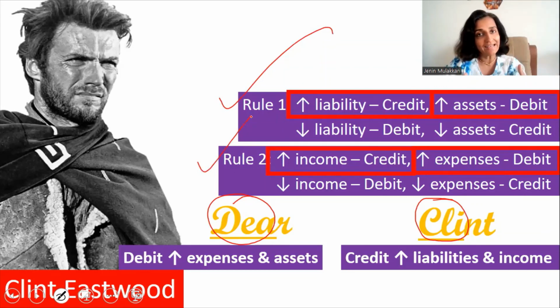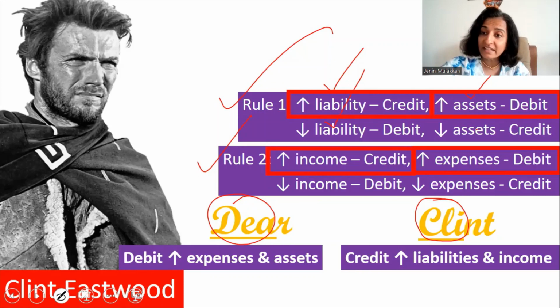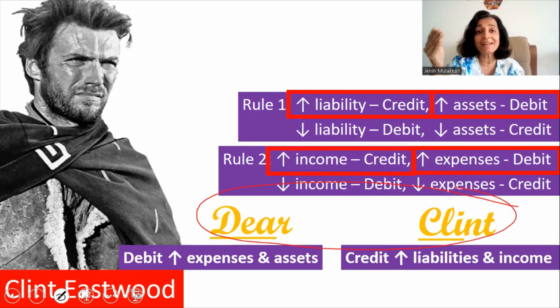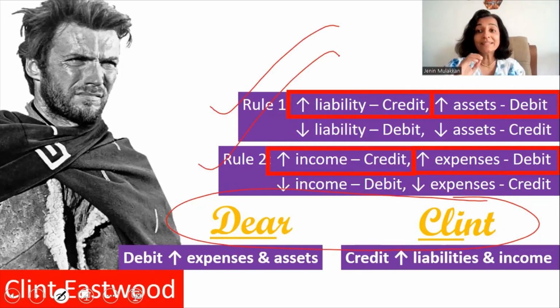And we know that the second line of rule 1 and rule 2 is just the opposite. That is, if you know that increase in liability has to be credited, then definitely decrease in liability has to be debited. And if you know that increase in asset has to be debited, then you know that decrease in asset has to be credited. And likewise for rule 2, if you know that increase in income has to be credited, decrease in income has to be debited. And if increase in expenses has to be debited, then decrease in expenses has to be credited. So with these 2 words, you will be able to memorize rule 1 and rule 2 with ease.